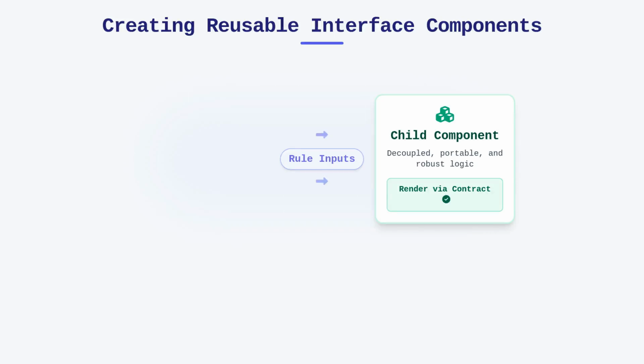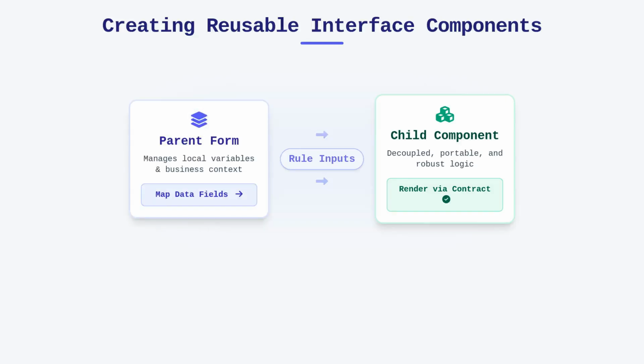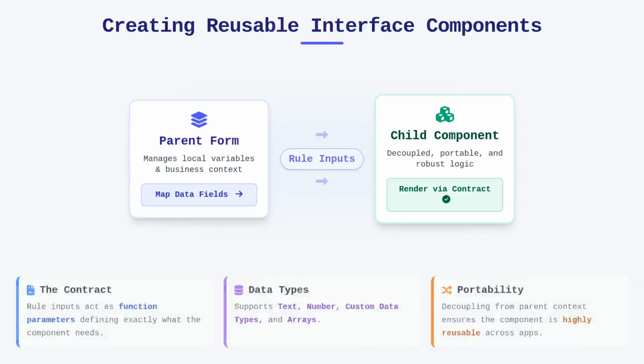You define the type, such as a text, number, or a custom data type, and you could even set them as arrays if the component needs to handle multiple entries. When referencing this child interface from a parent form using a load or with variable scope, you map local variables or specific data fields directly to these rule inputs. This mechanism ensures that the child component remains decoupled from the specific context of the parent, making it highly portable and robust.